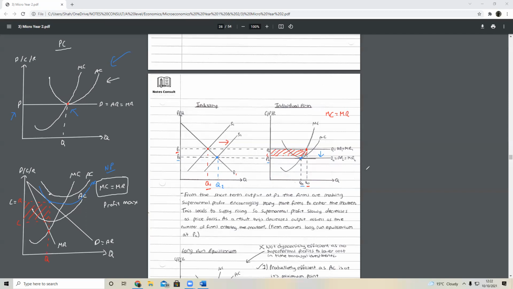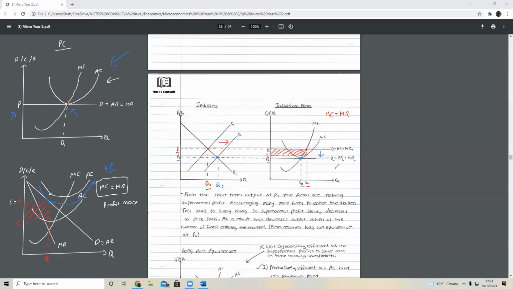When you practice drawing these diagrams, you have to know where to put P2. Don't put P2 at any random spot because it has to be tangent with the AC. It's easy to draw the P1 version, the short-term version, and show the supernormal profits. Then it gets a bit tricky when you draw the P2 line. So just show the normal profits first on the graph on the right, and then follow it along with the P2 here. And wherever the dotted line crosses, draw the supply line.